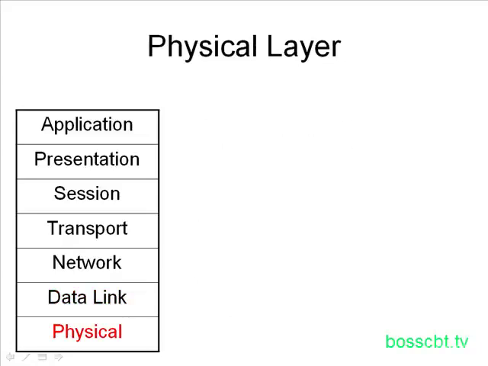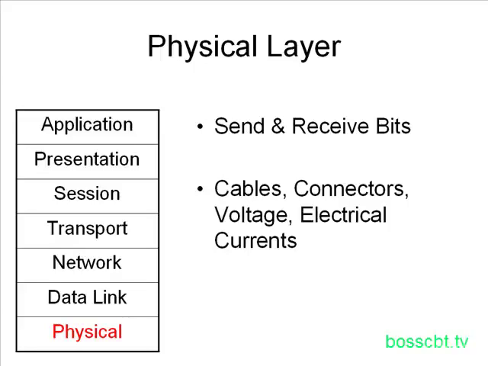Well, at the very bottom is the physical layer, and here we're really concerned with how the bits are really just sent and received, how it's literally done on the physical network. So that means we talk about things like the cables and the different connectors used. We also talk about voltage and electrical currents. This is the physical transmission of the data itself.